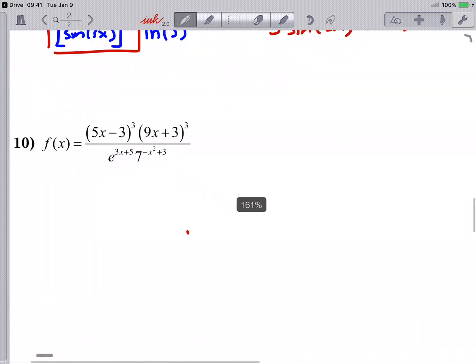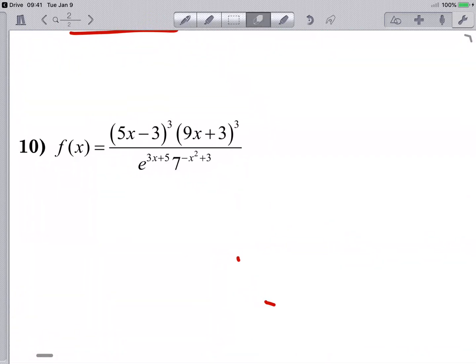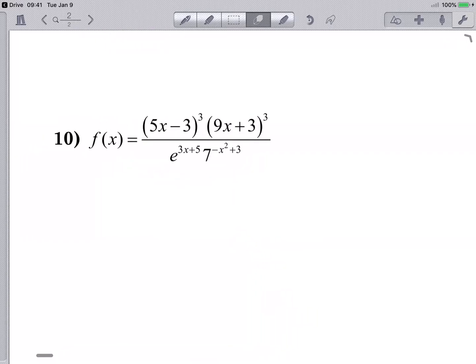Alright, last problem I've got is just a mess. You've got a function being divided by a function. The function on top, though, is a function multiplied by a function, so you've got product rule there, and those are each being raised to a higher power, so those each have chain rule. Then on bottom, you've got two functions as well being multiplied, so you've got product rule there, as well as chain rule. So this is product and chain within quotient.